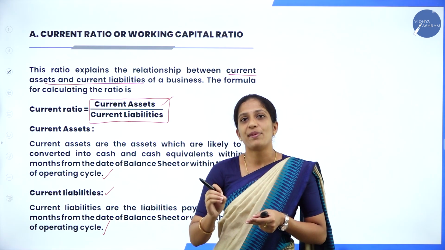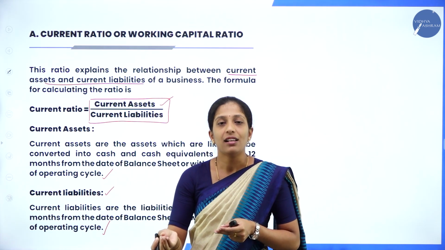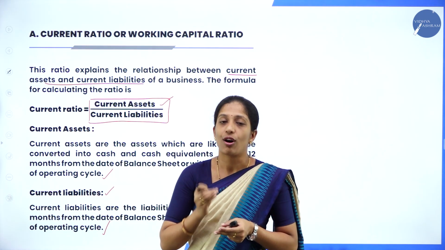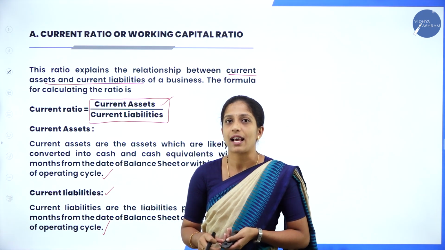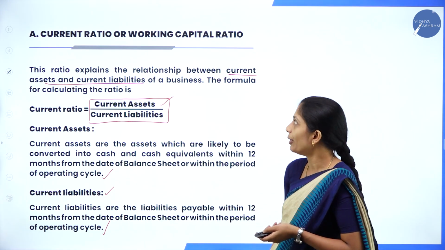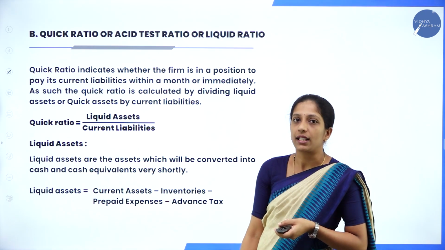These are the liabilities which are payable or due within 1 year. Payable within 1 year or 12 months, they are all considered as current liabilities. So hope you are clear with current ratio. Now let us see what is this quick ratio.